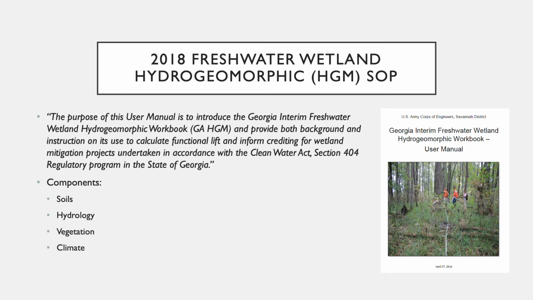Consistent with other HGM guidebooks, both nationally and regionally, the HGM relies upon characterizations of hydrology and vegetation to quantify wetland function. In addition, in Georgia, this HGM also relies upon soils and climatic conditions.